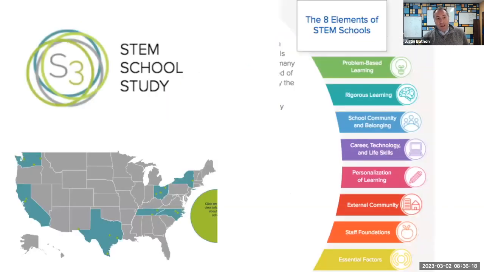Here is a bunch of those, the eight elements of a STEM school. And you can see that problem-based learning, rigorous learning, community and belonging, CTE skills, personalization, community linkages, staff foundations, that's all stuff that lives in a STEM school. Erin taught at a STEM school before taking her current job, and that's where my kid goes right now. So in terms of being a career tech center that happened to be good at STEM, Erin, do you think that Elkhorn Crossing was generally doing these same things?